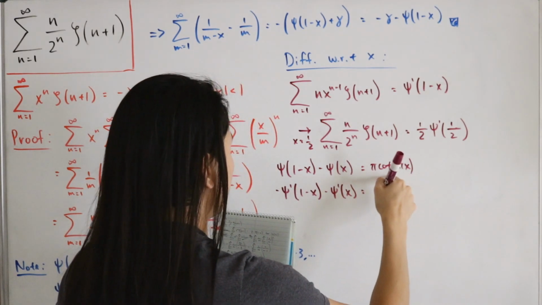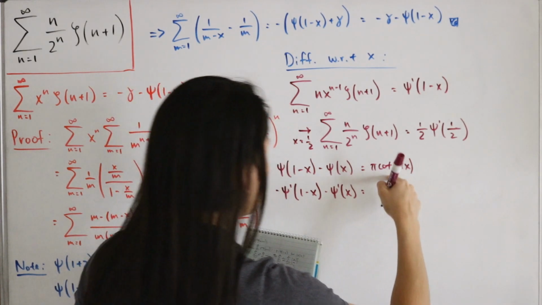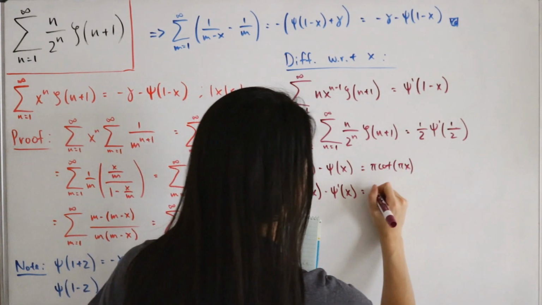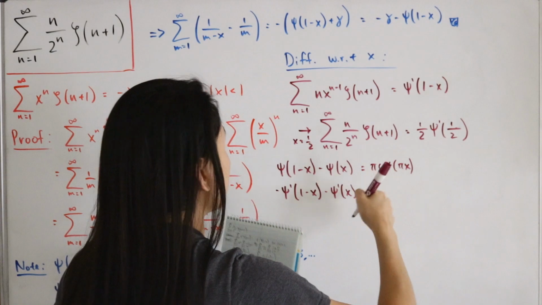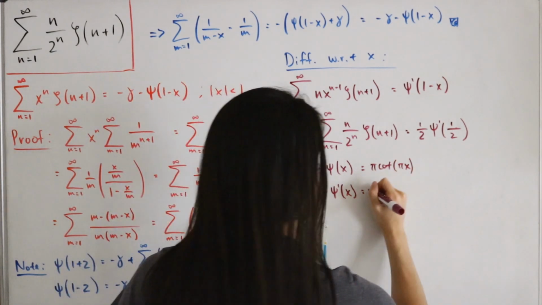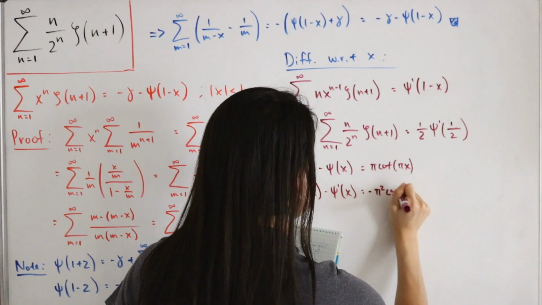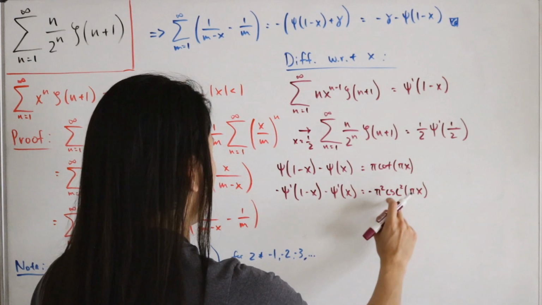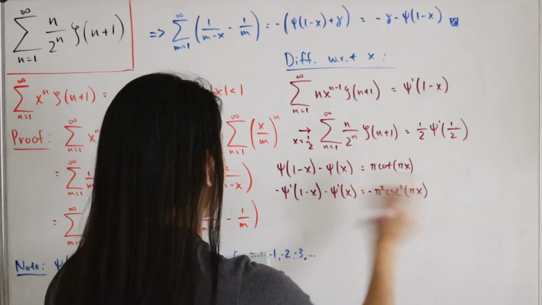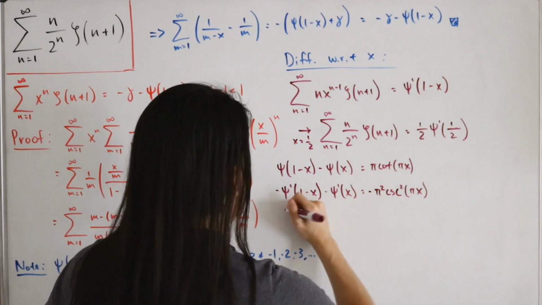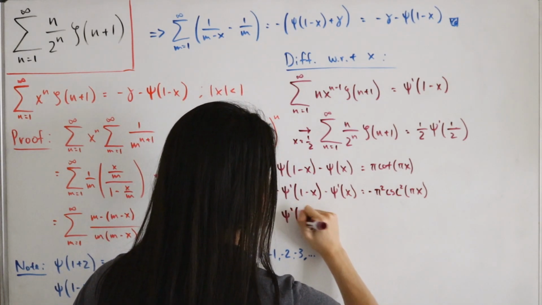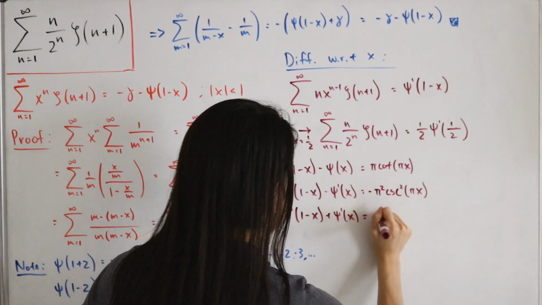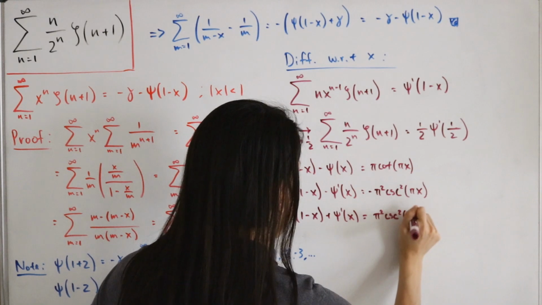Then we have to take the derivative of the cotangent, which is going to be negative cosecant square. And don't forget to take the derivative inside. So that means minus pi square, and then cosecant square at pi times x. And now let's get rid of the negative symbol over here. I'll just divide by -1 to everything. So now I have the digamma prime of 1 minus x, plus digamma prime of x, is equal to pi square times cosecant square of pi times x.